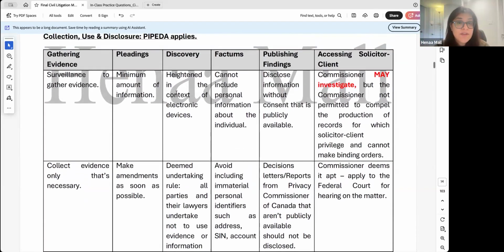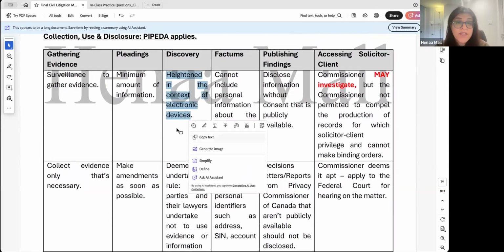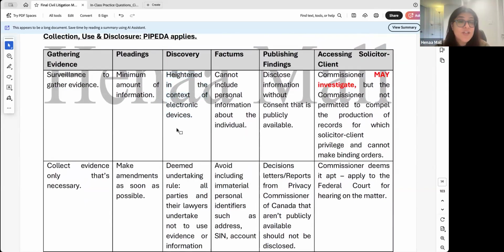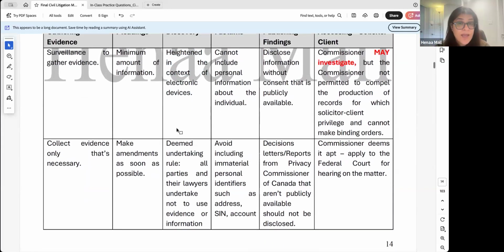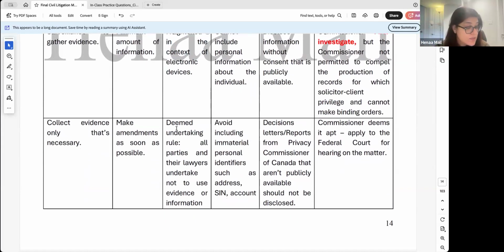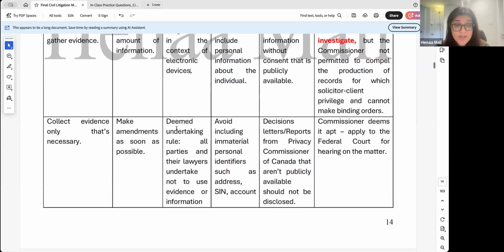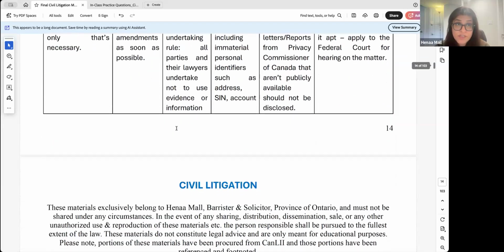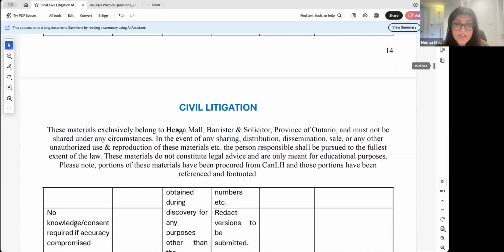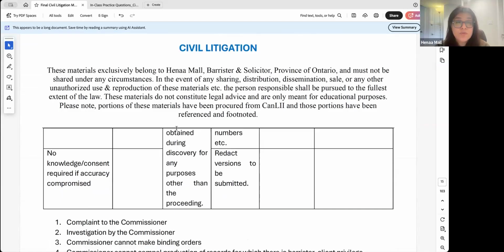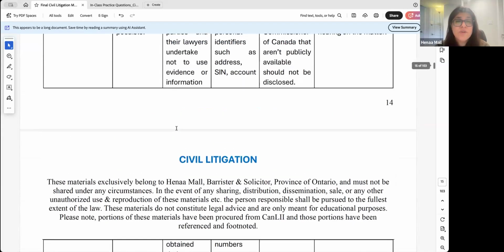When it comes to discovery, there are heightened PIPEDA obligations, especially in the context of electronic devices like phone, WhatsApp chats. As a lawyer, you will come across information that is strictly personal, right? And there's something called the deemed undertaking rule, which essentially means you're not going to use this information for any purpose other than what's stated. And if you do, ooh, you can lose your license.